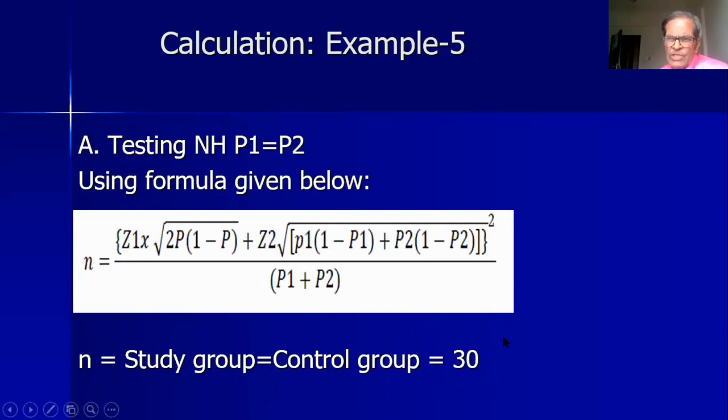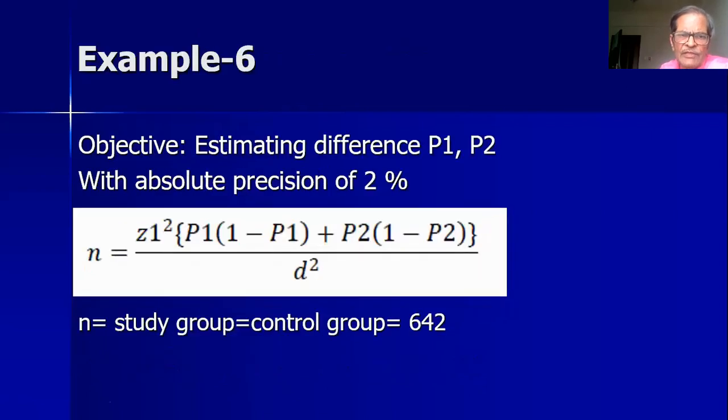So a total of 60 operative procedures will have to be performed, 30 by the experimental type, that is the new type of operation, and 30 by the established type of technique, and you can then test the null hypothesis P1 is equal to P2. On the contrary, if you want to estimate the difference of P1 and P2 with 95% confidence limit, and if you want to measure this with an absolute precision of 2%, the values Z1 and all those things are already explained, and D is the absolute precision over here.